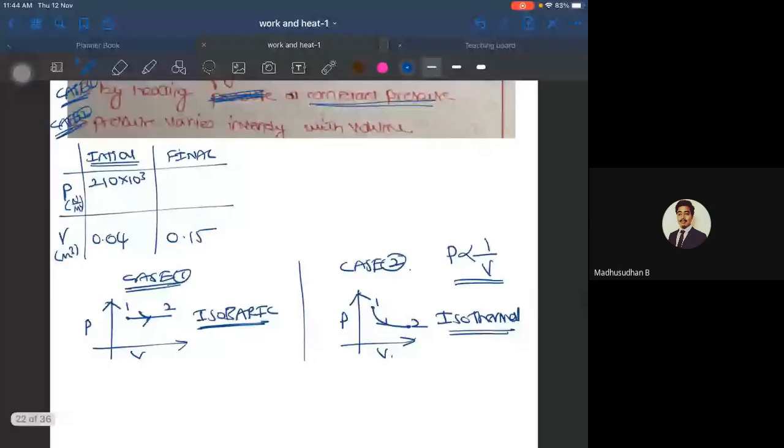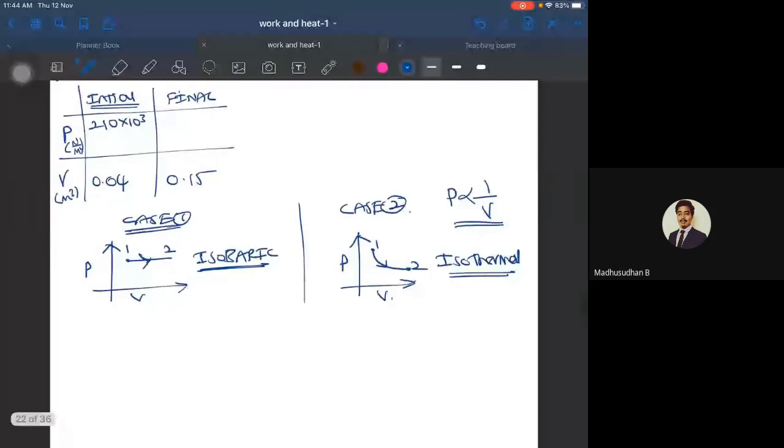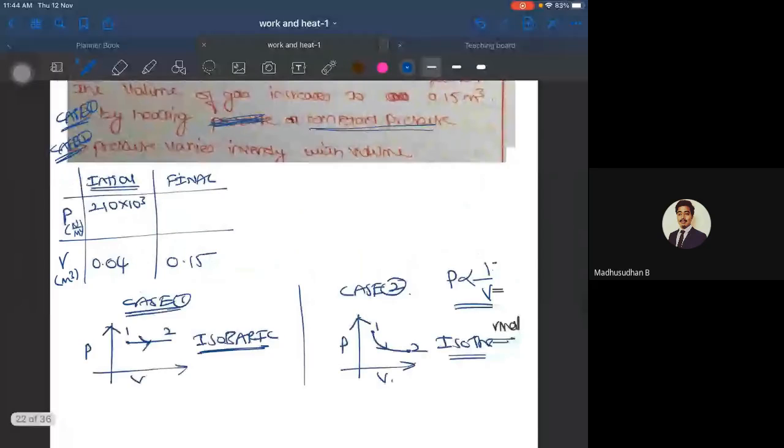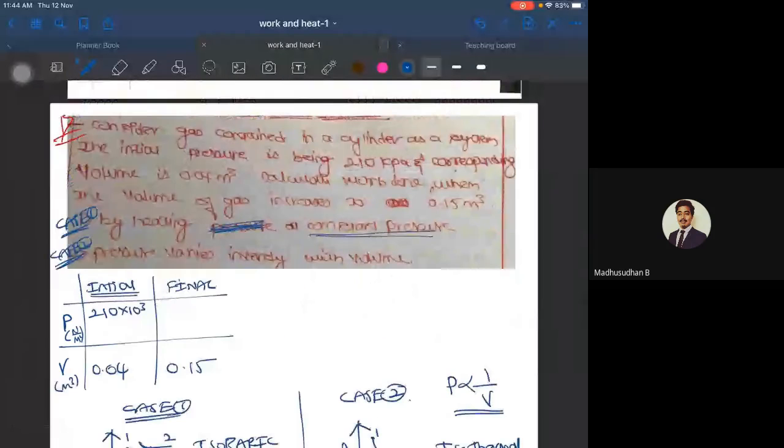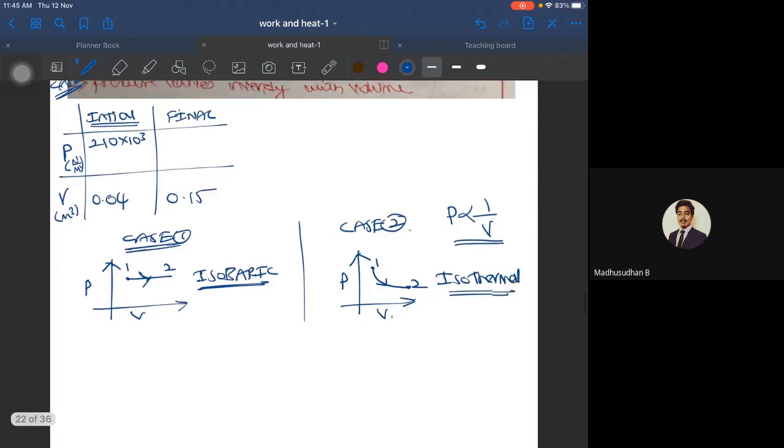Now what I have to do in this particular problem? Calculate the work done, he has asked. Okay, I need to calculate what? I have to calculate the work done. So, what is the formula to calculate work done from 1 to 2, which is isobaric? Look at the screenshot and give me the formula.